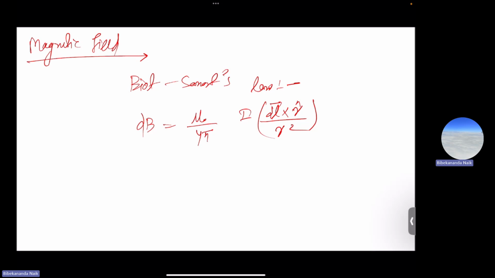So here, what are the dl vector and r vector? Suppose this is a current carrying element and current is flowing along this direction. This is the dl vector, this element, and suppose this is point P and this is angle theta, and this is r cap, and the distance from this point is r.